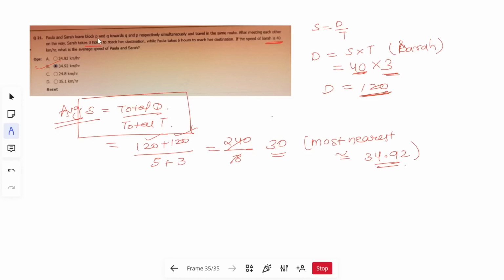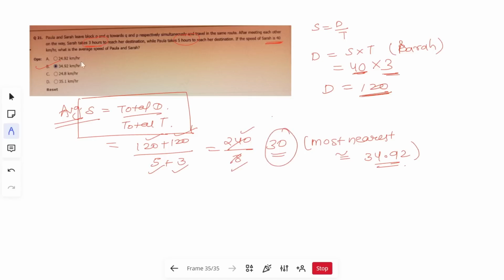In the question it is given that Sarah takes 3 hours to reach and then Paula takes 5 hours to reach. So we will sum up those times also, that is 5 plus 3, so we will get 8. On top we will get 240 and below we will get 8. When you cancel it, you will get the value as 30, which is the average speed.